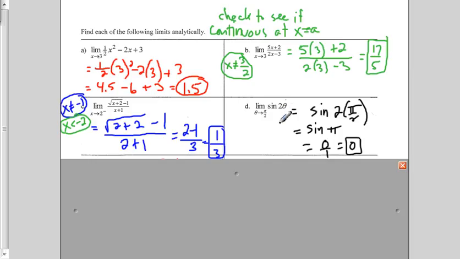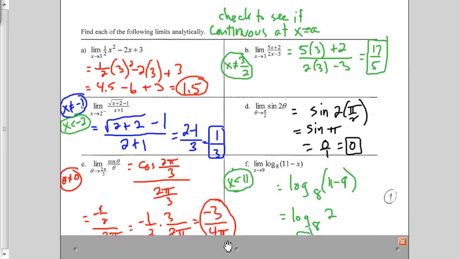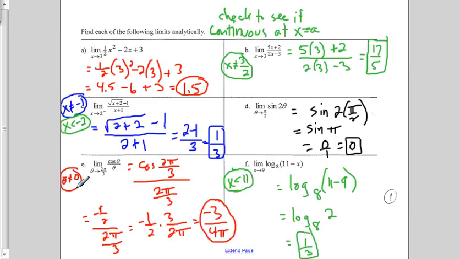No restrictions on a sinusoidal function. Sine of 2 theta, substituted in, sine of pi is 0. And the last two, a little bit trickier. Here I know theta can't equal 0. It's not. It's going to be 2 pi over 3. So just substitute in. Cosine of 2 pi over 3, which is 120 degrees, is negative 1/2. Dividing a fraction by a fraction, we multiply by the reciprocal. Negative 1 times 3 is negative 3. 2 times 2 pi is 4 pi.